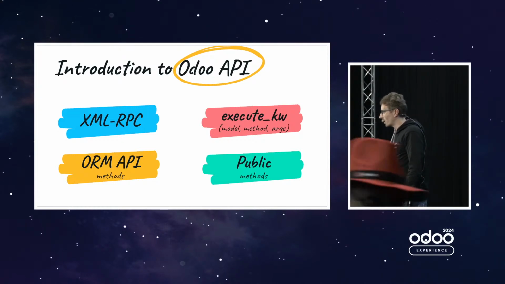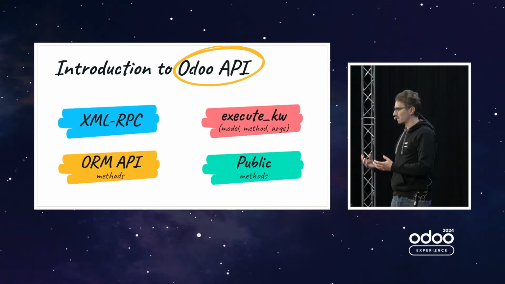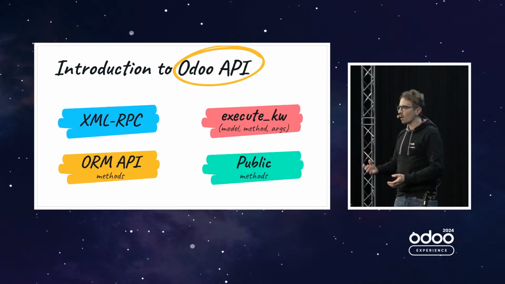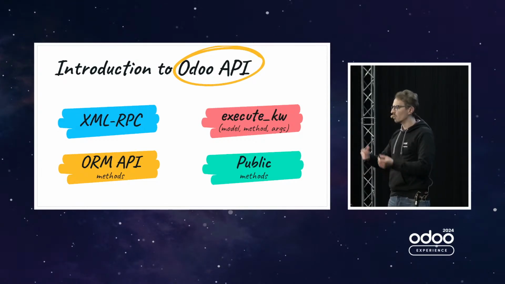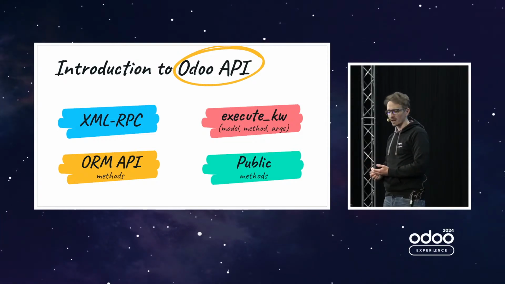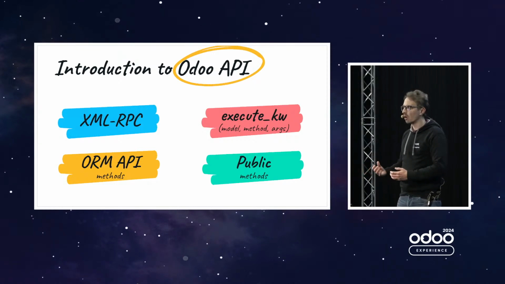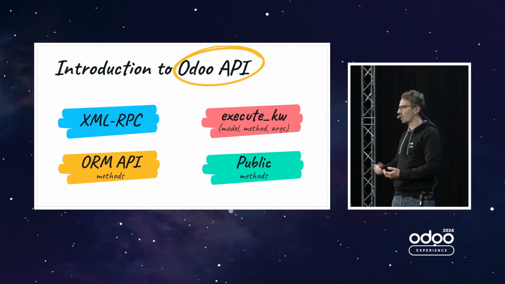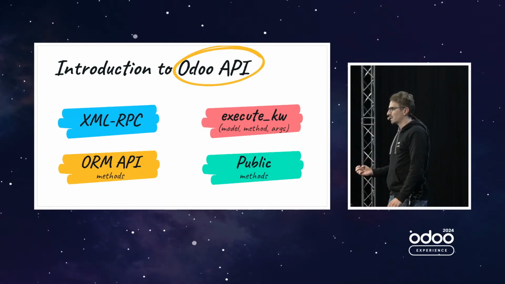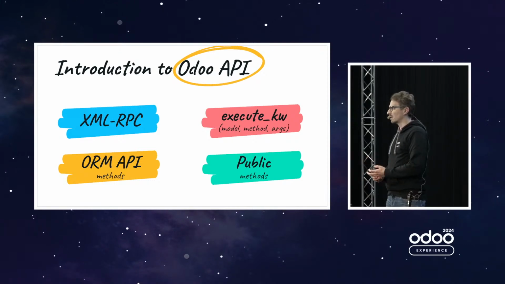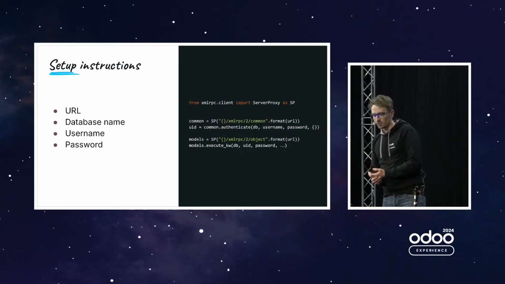The main method, while working with the API, is called execute_kw, and that method takes in the name of the model in Odoo, the name of the method, and a list of arguments, and then calls that method on that model with those arguments. And that gives you access to ORM methods, so methods that are shared between all models in Odoo, things like write and create. But also it gives you access to all public methods that are specific per each model, things like approve, validate, unreserve, stuff like that.